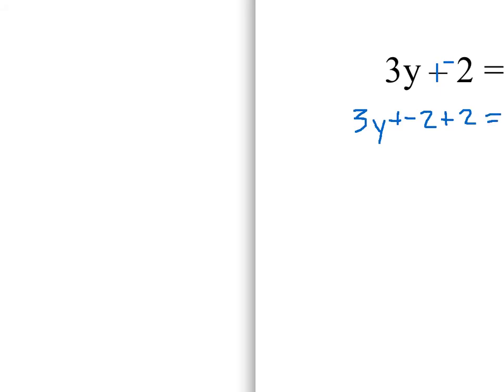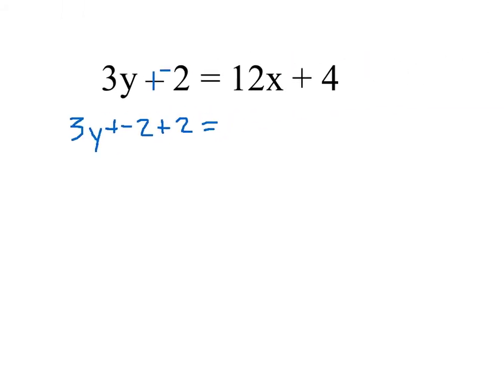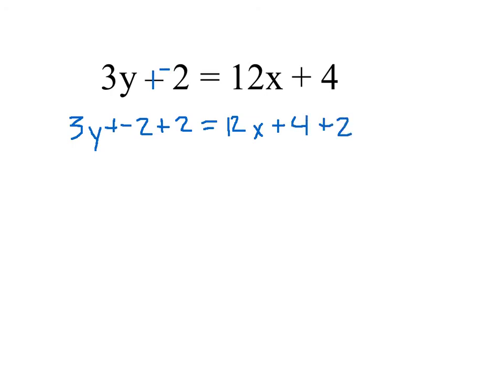So if I add that to one side, I must absolutely do the same thing to the other. So I've added 2 to both sides. Negative 2 plus 2 cancels out, leaving me with 3y. 12x plus 4 plus 2. That is 12x plus 6.